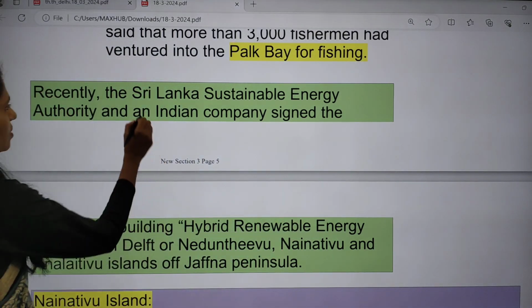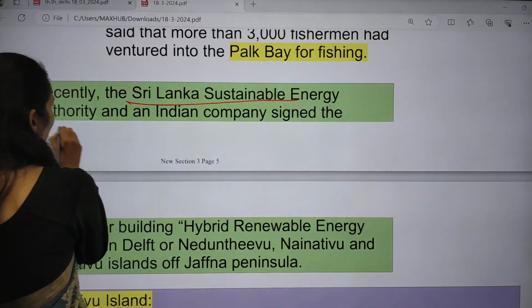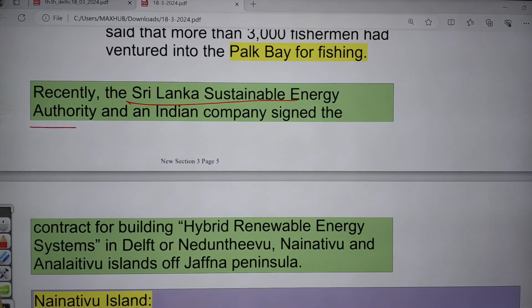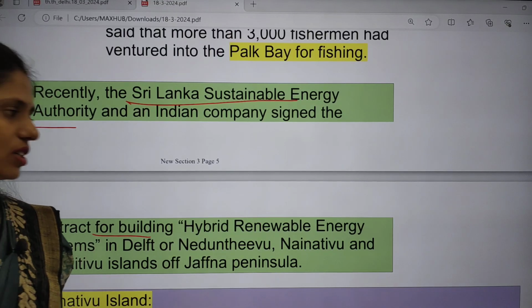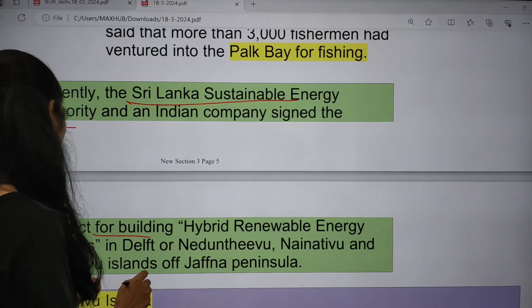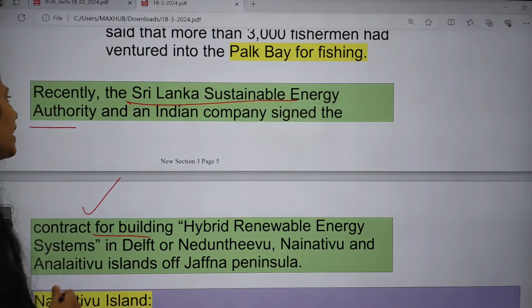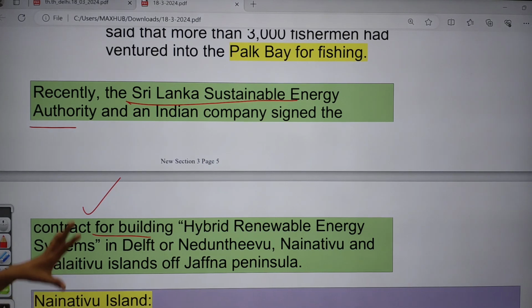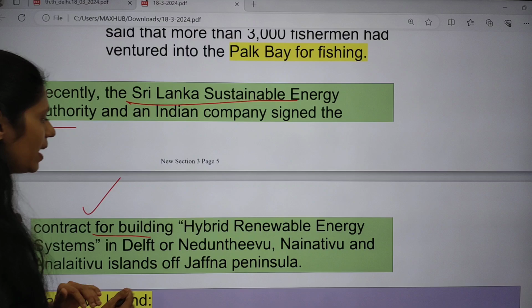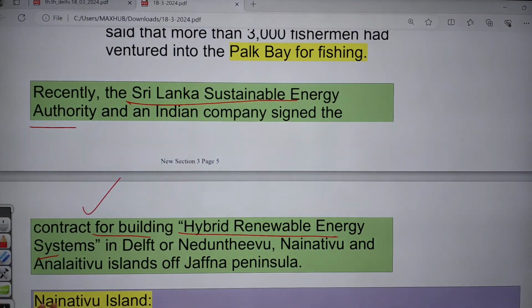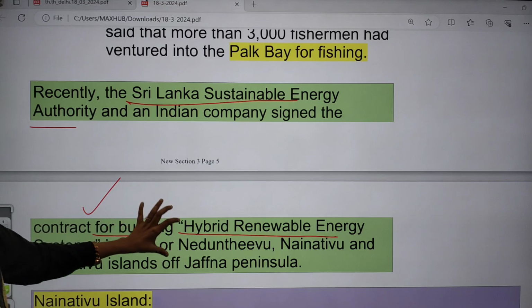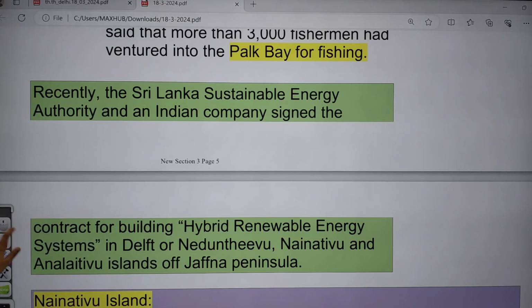Recently the Sri Lanka Sustainable Energy Authority and an Indian company signed a contract for building hybrid renewable energy systems. This contract is for a hybrid renewable energy system, and it is to be built on Delft or Katchatheevu Island.